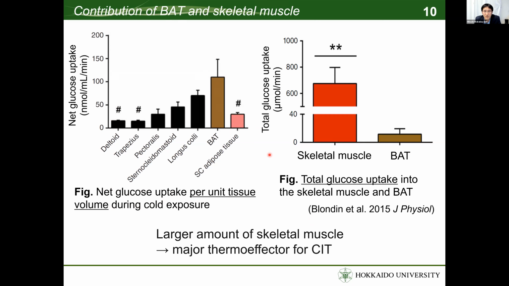However, considering the large amount of the skeletal muscle, the total glucose uptake into the skeletal muscle is far greater than that in brown adipose tissue. So because of the larger amount of skeletal muscle, they suggested the skeletal muscle would be the major sink effector for cold-induced thermogenesis.